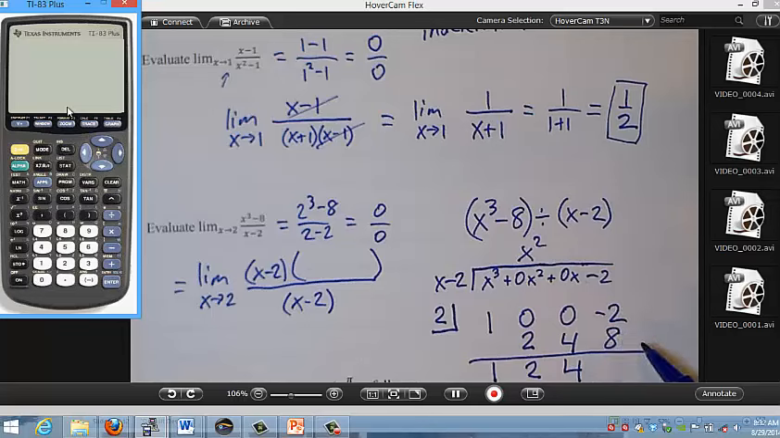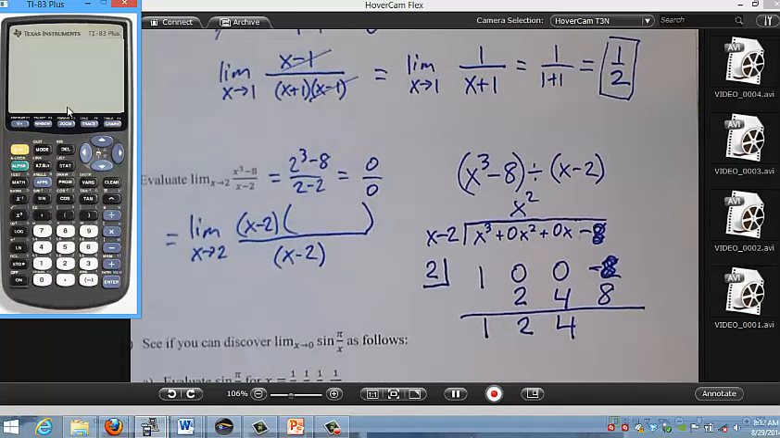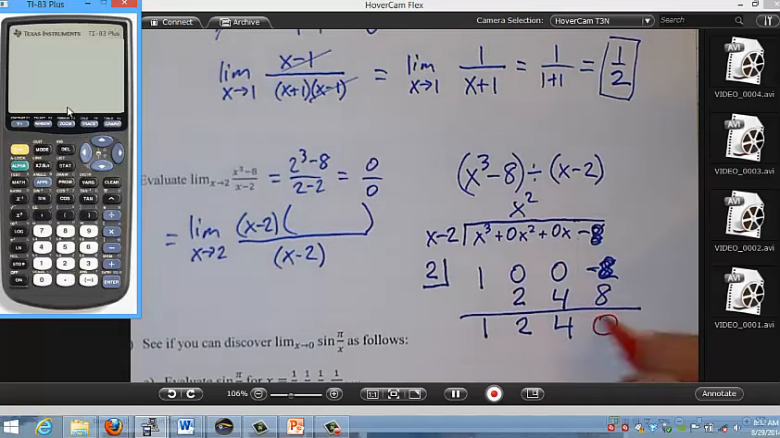Negative. This didn't work. Oh, 0, negative 2 instead of negative 8. Oh, thank goodness. It's not negative 2. It's actually negative 8. And since this is a negative 8, what happens now? When I add those, I get 0 as a remainder. Okay?